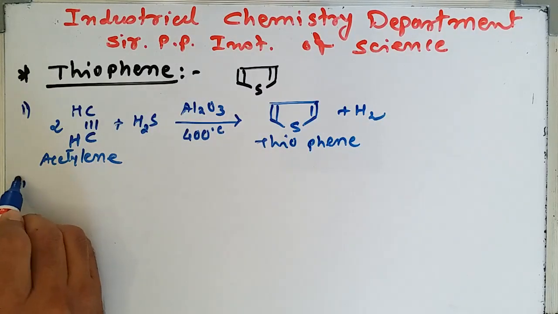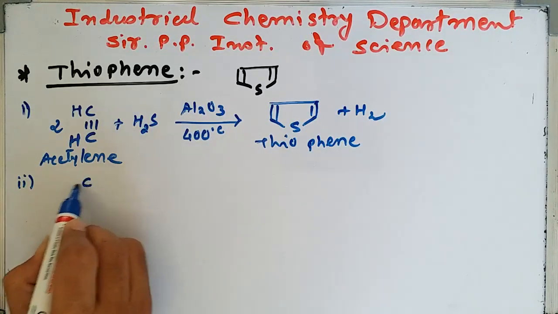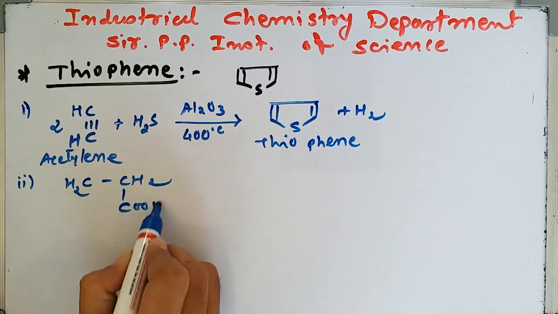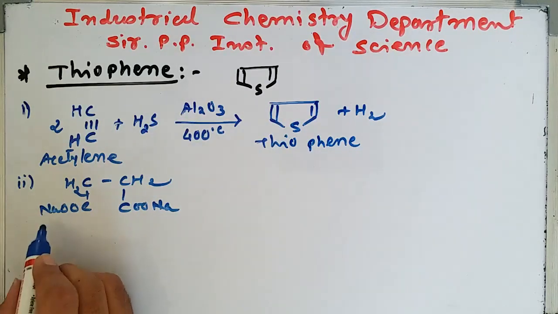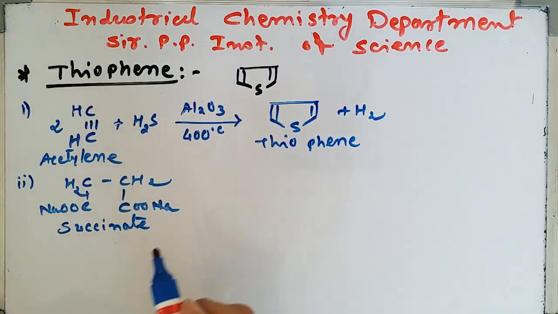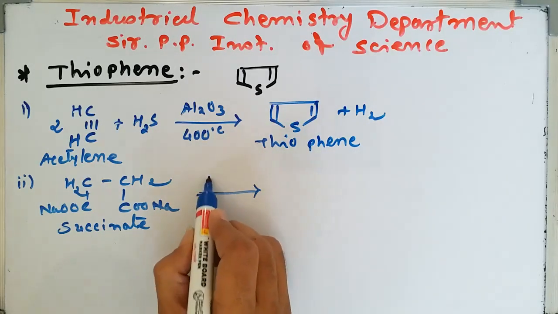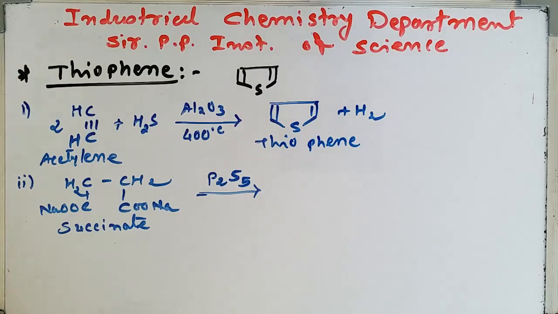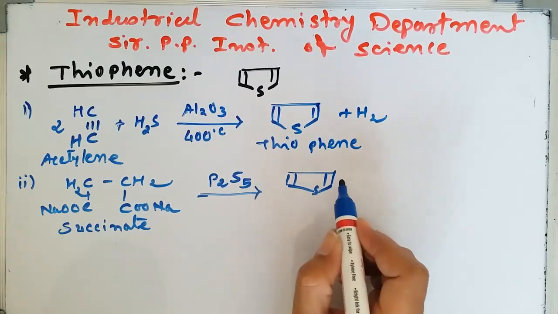Now we see the second preparation, by distillation of succinate. We write down this structure as in the previous preparation, COONa. It is known as succinate. And this succinate is treated with phosphorus pentasulfide, P2S5. So we get thiophene.